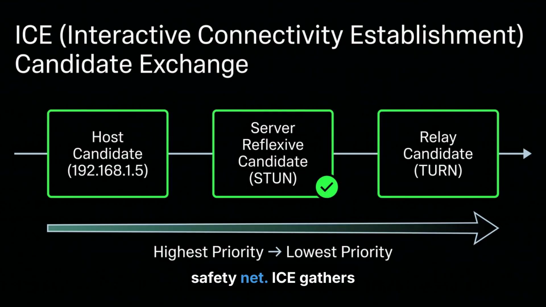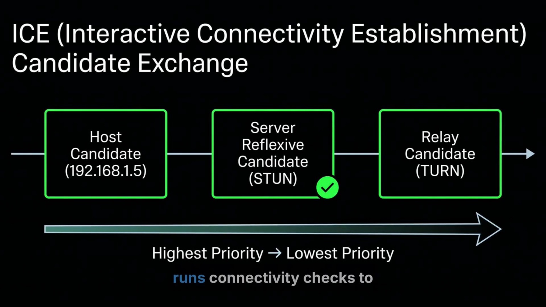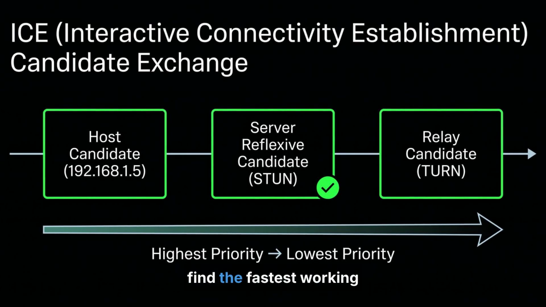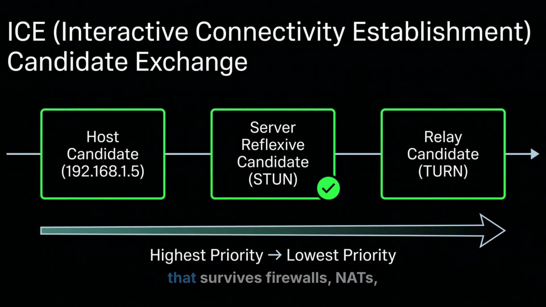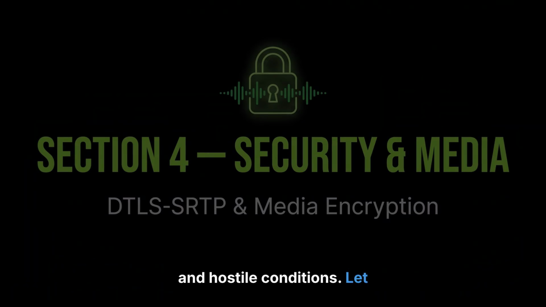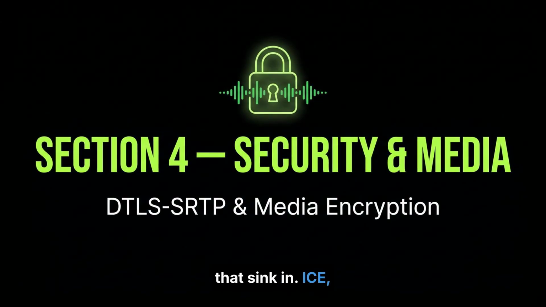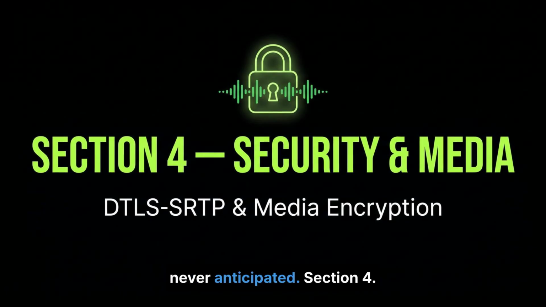It's the safety net. ICE gathers all these candidates, prioritizes them, and runs connectivity checks to find the fastest working pair. The result is a direct peer-to-peer connection that survives firewalls, NATs, and hostile network conditions. Let that sink in. ICE, STUN, and TURN together solve a problem the architects of the internet never anticipated.